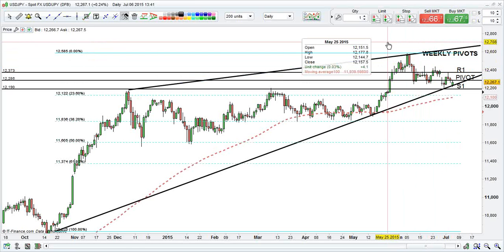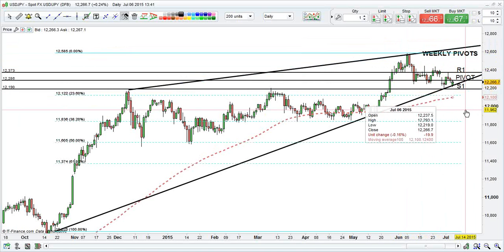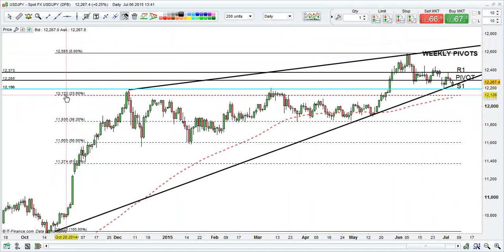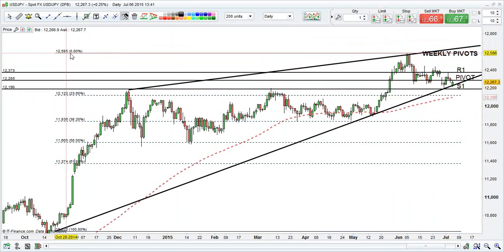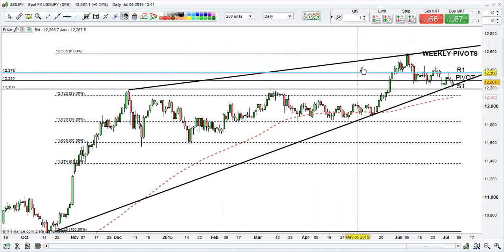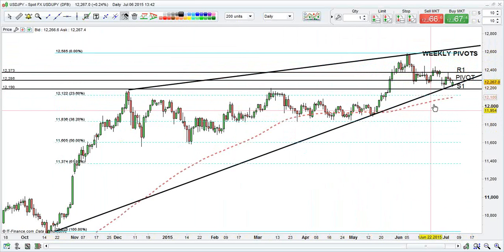Okay, so again, I keep referring back to your homework. Once you have these levels in place, you're going to write these figures down. Okay, you're going to know that my 23.6% fib here is 12122. You're going to know my upper bound level is 12585. So I can place my trades accordingly. Okay, I'm not just guessing. I'm not trying to jump in and out of the market. We're waiting on prices to be hit.